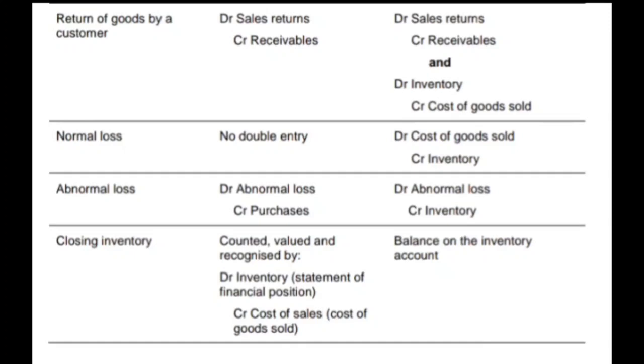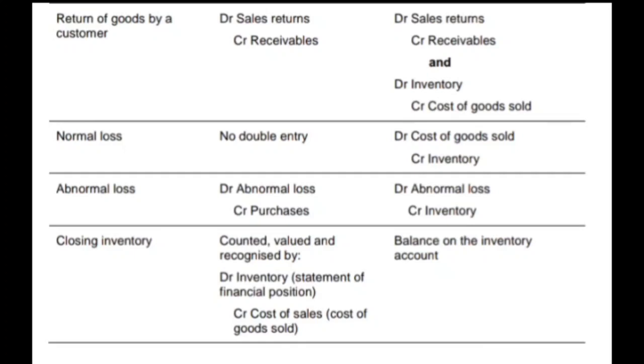But under the perpetual inventory system, you will have to pass the entry and you will have to increase the cost of goods sold because the normal loss is transferred from inventory to the cost of goods sold. Therefore, cost of goods sold debit and inventory credit.